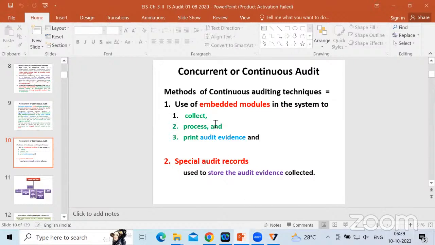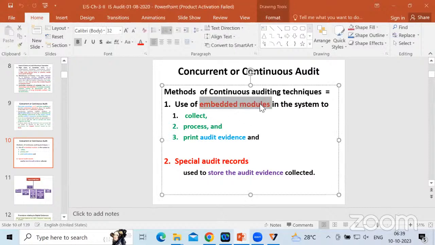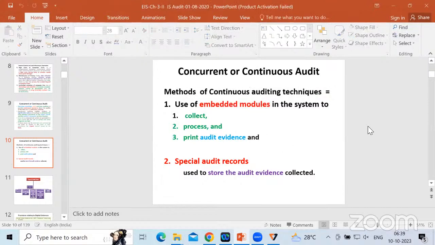It uses embedded modules to collect, process, and print the audit evidences. What do you mean by embedded module? Along with the application software, the auditing module is also attached. For example, the ERP we have discussed, various modules we have seen: production module, purchase module, sales module, HR module, etc. Along with that, the audit module will also be integrated so that it does auditing once the processing is being carried out.